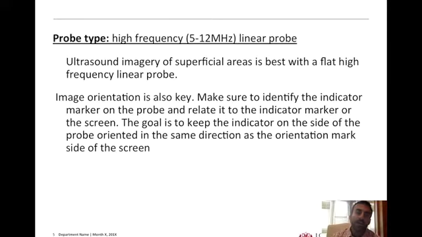A key important component of using ultrasound for vascular access is always image orientation, meaning that you identify the indicator of the ultrasound probe and match it to the indicator of the screen interface. And this should occur every single time you use ultrasound for any procedure, whether it's diagnostic or procedural.